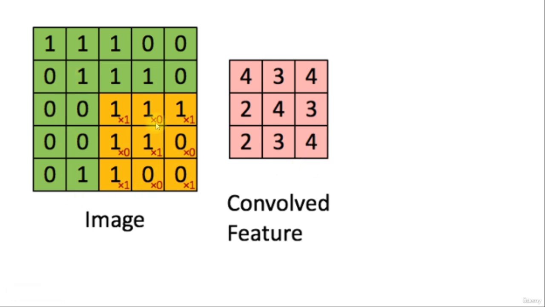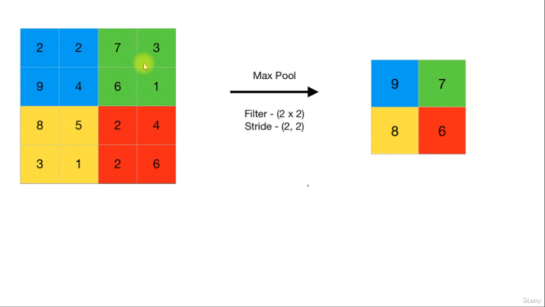If you take this patch, this 3x3 section, the answer will be 3 and it is placed over here. Similarly, for this 3x3 patch, this answer will be 2 and it is placed over here. This is a convolved feature after performing convolution operation with the input image and the kernel filter that we are using. The next thing that we'll do is pooling.